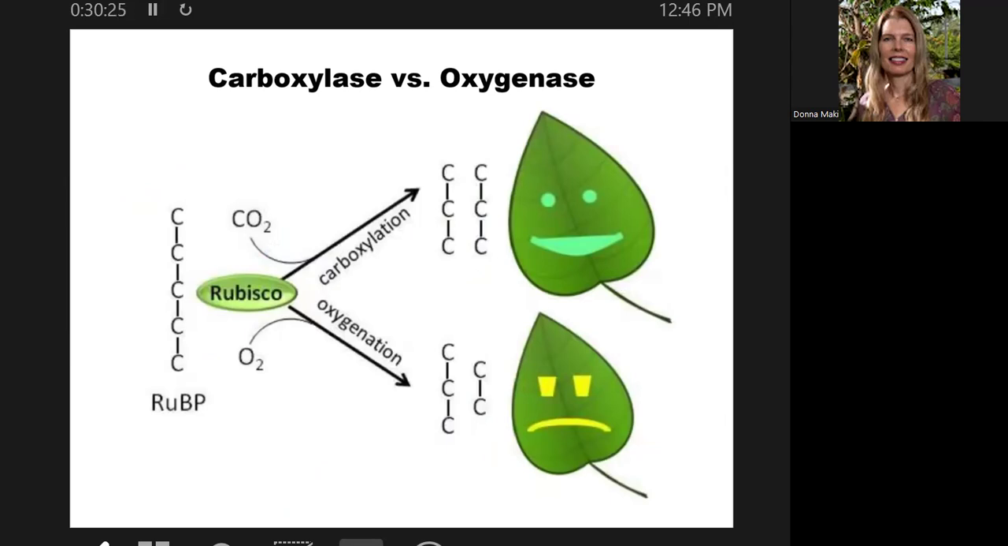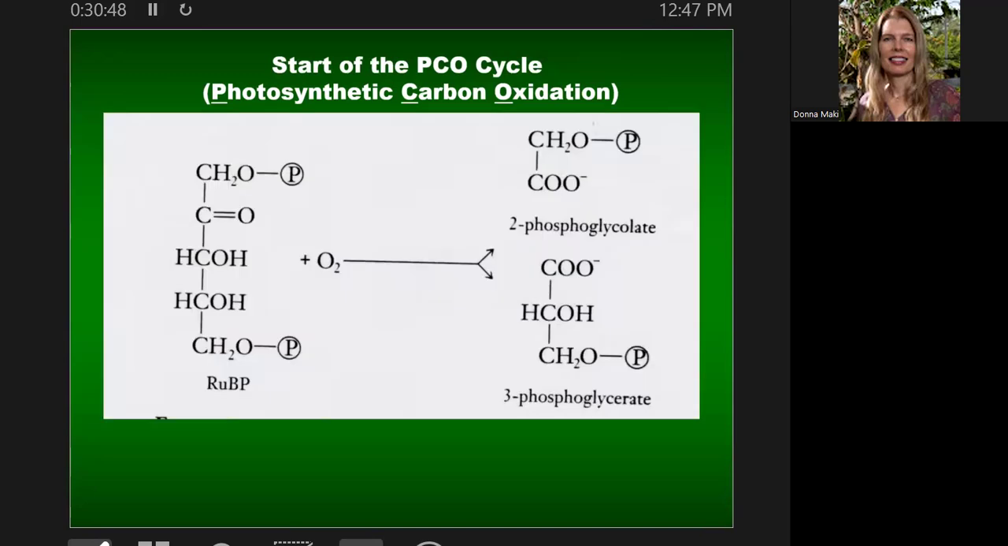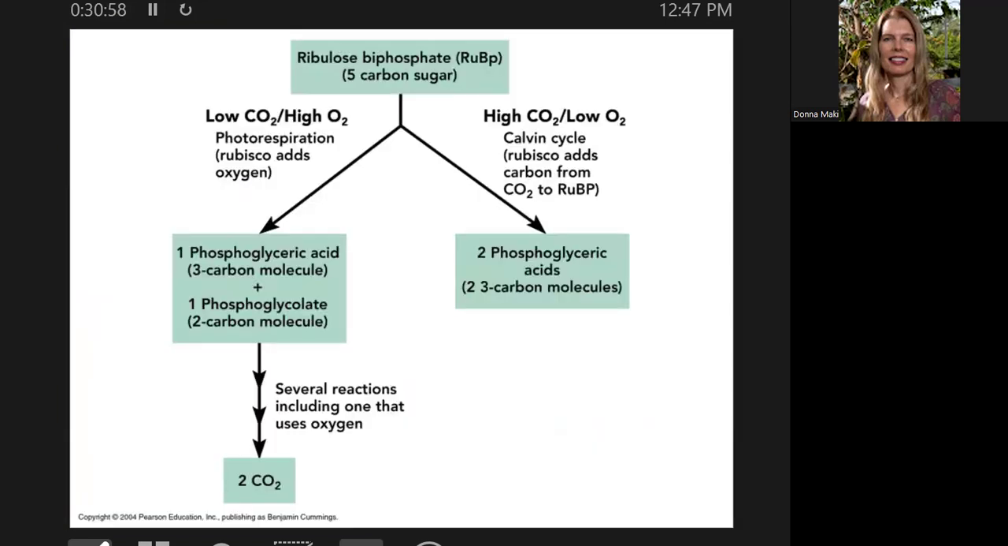Here's another graphic trying to get that point across. And you can count your carbons on this one, right? So here's your two molecules of PGA, and here's only one. And then you've got that funky 2-phosphoglycolate. And if you're more of a chemist and want to see it this way, this is another way to show it. And then if you prefer a flow chart, here's another way. So I'm devoting several slides to this concept.